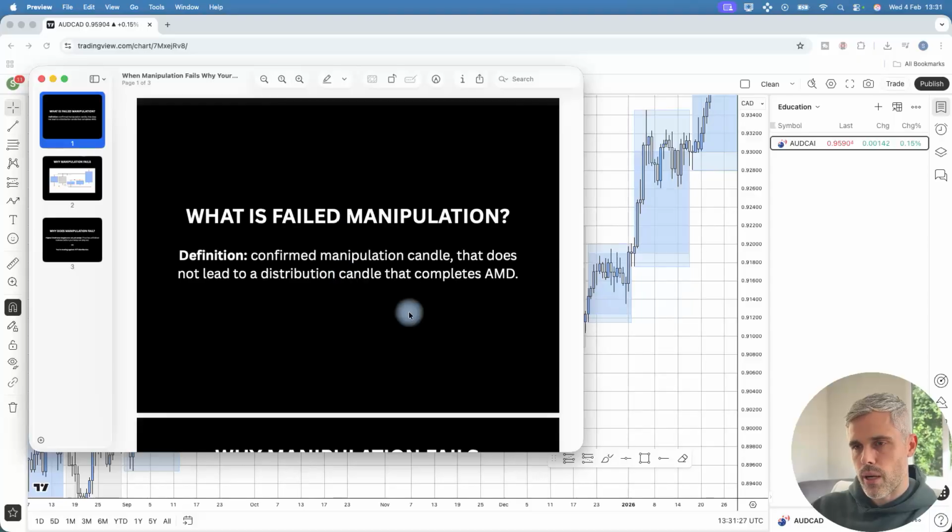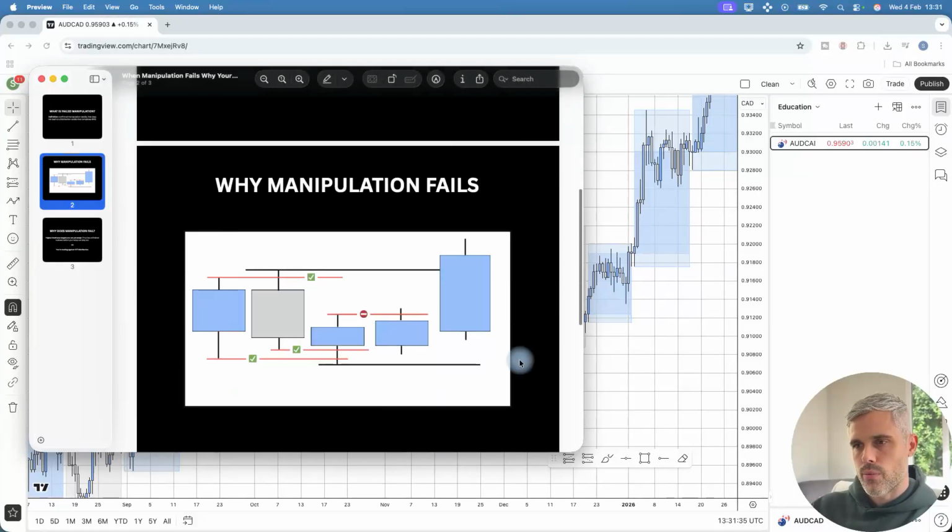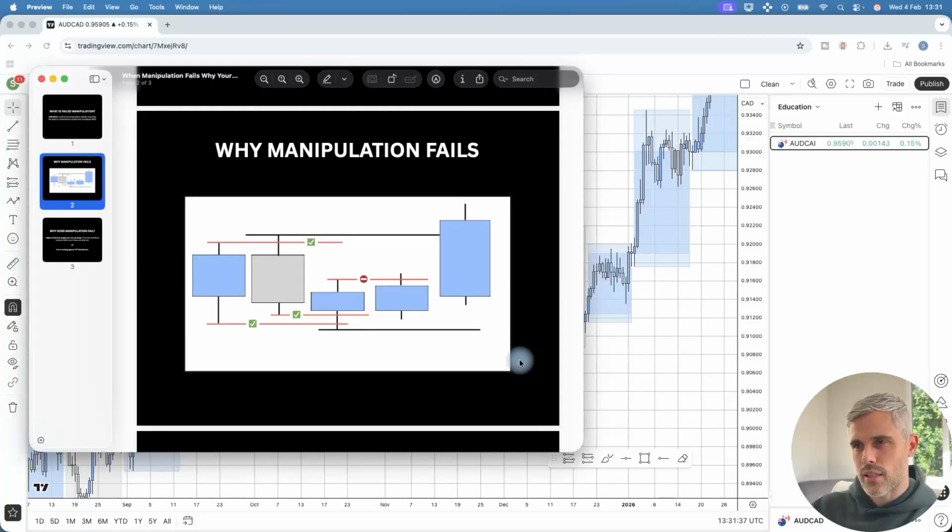So what is failed manipulation? It's confirmation of manipulation candles that do not lead to a distribution candle that completes AMD. So this isn't the exact reason why manipulation fails, but it's starting to allude to it, and it's a visualization of what can happen in the market.